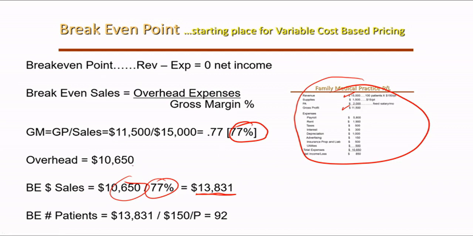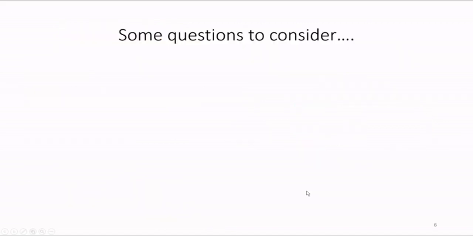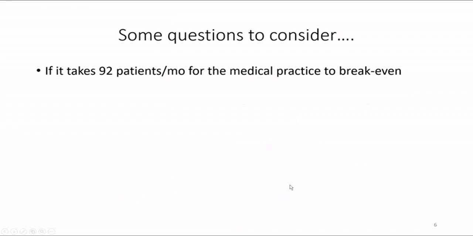And that's just simply taking the break-even sales dollars point and dividing that by how much we charge each patient. It tells us that we need to see 92 patients in a month in order to break even. And so any patients that we see beyond 92 start to generate positive net income for the business. So given this, there's a couple of questions we could think about. First of all, if it takes 92 patients per month for the medical practice to break even, what is the value of patient number 93?